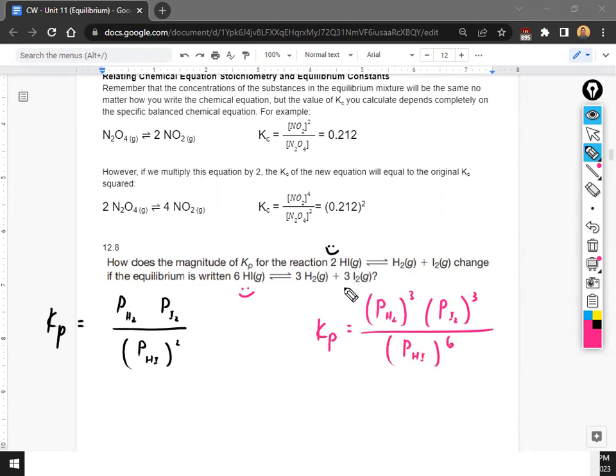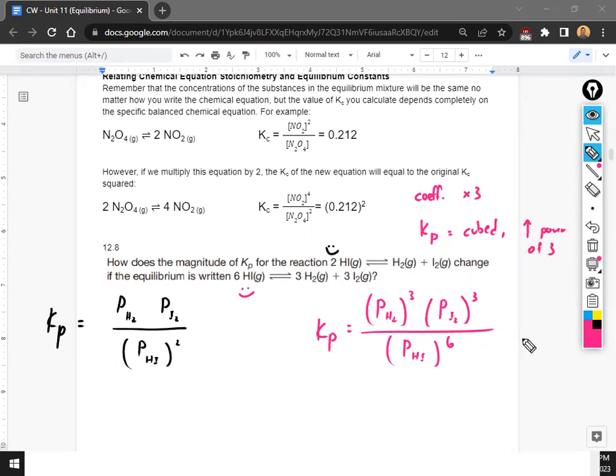Now if you take a look at the relationship between the two reactions, how did this reaction change? What did we do to the coefficients? Yeah, we tripled them. But when we triple the coefficients, what happens to the Kp value? Yeah, we cube it. Good word, guys, cube. We cubed it, or you can say it's raised to the power of 3.